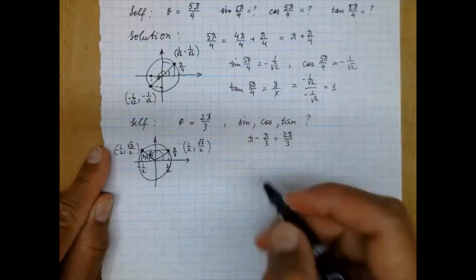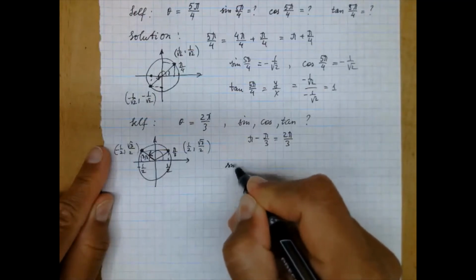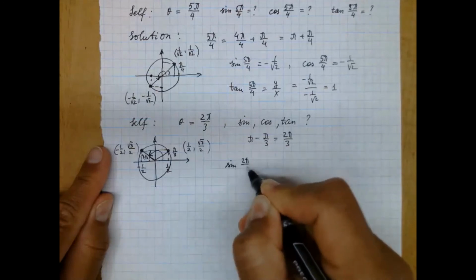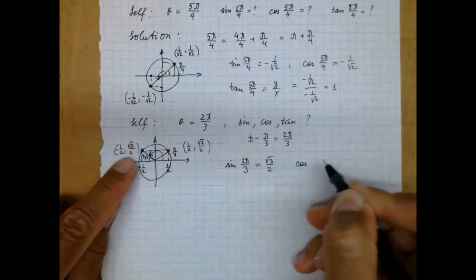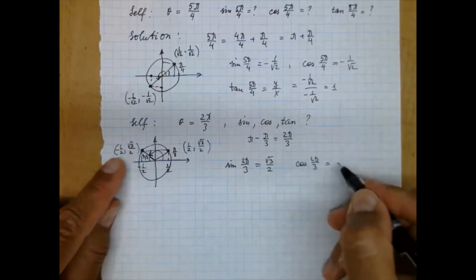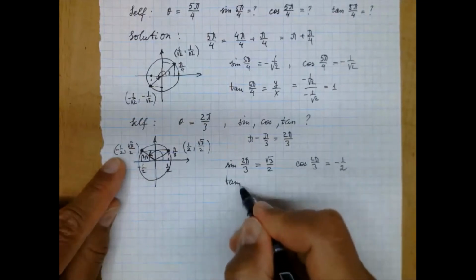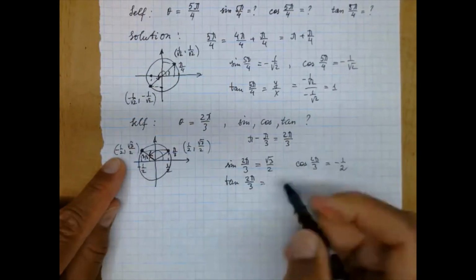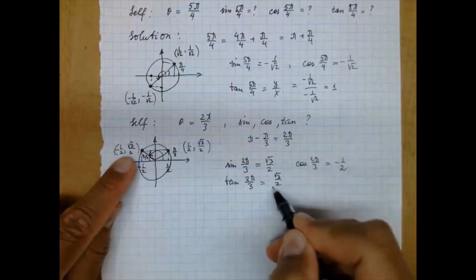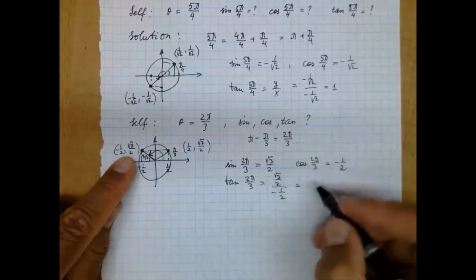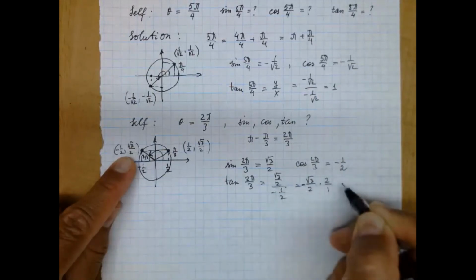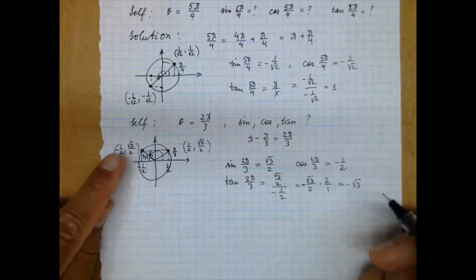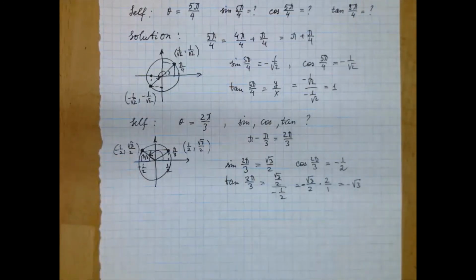Now we can write down the functions. So sine of 2 pi over 3, which is y, right? Y is equal to square root of 3 over 2. Cosine of 2 pi over 3, x, negative 1/2. And tangent of 2 pi over 3, y over x, which is square root of 3 over 2 over negative 1/2. Here we have square root of 3 over 2 multiplied by 2 over 1, minus in front of this one, and we have minus square root of 3. Well, that's how we calculate the other angles. Okay.